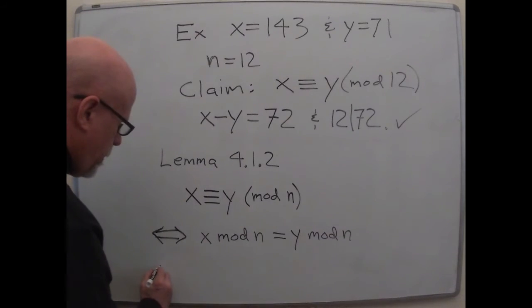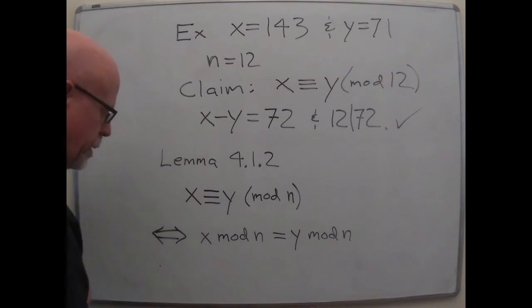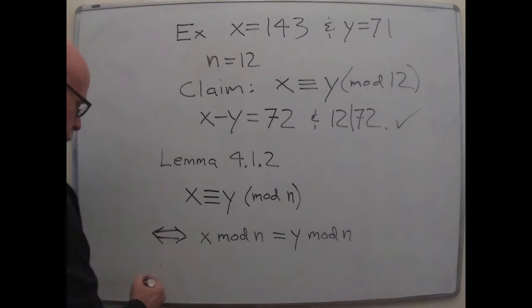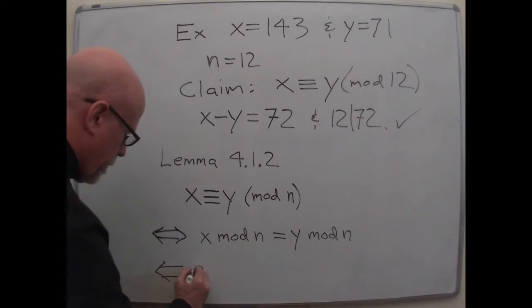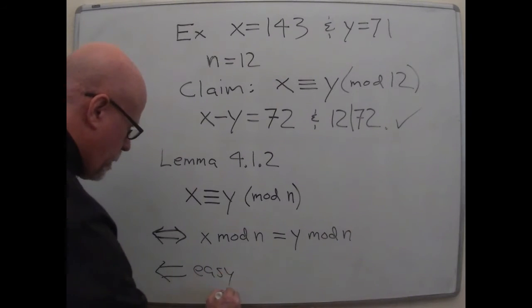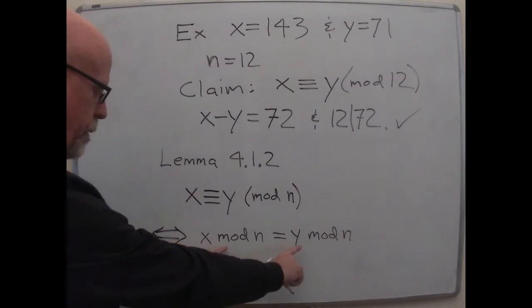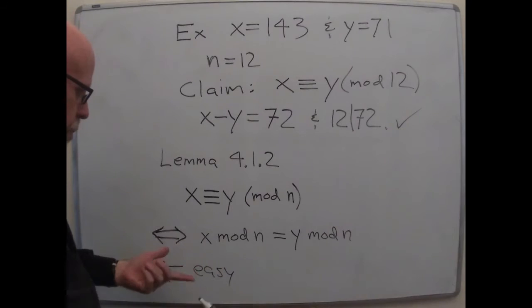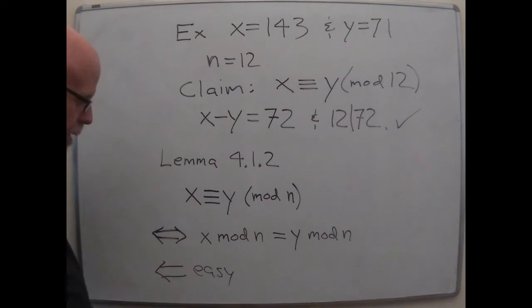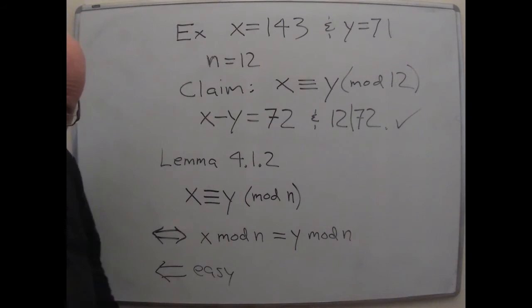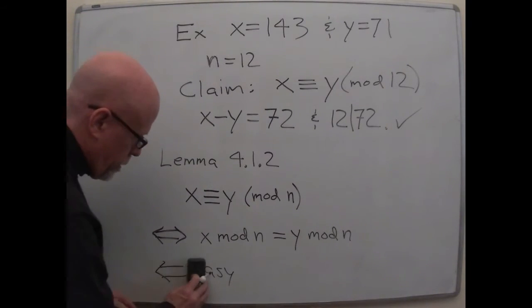So let's see, I think we did the back direction already. We sort of talked about it. That direction is easy, because if these guys have the same remainder, then when you subtract the x minus the y, you can... well, I guess maybe I should say it's easy, but let's do it. Yeah, let's straighten that out.